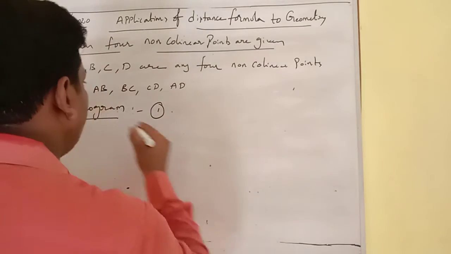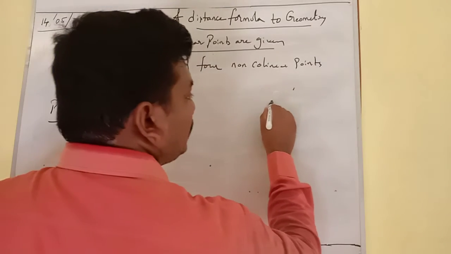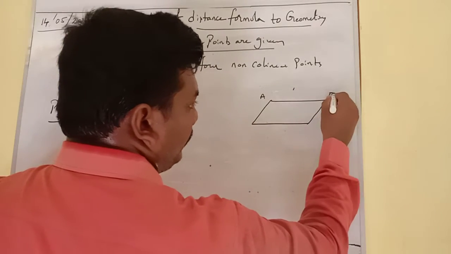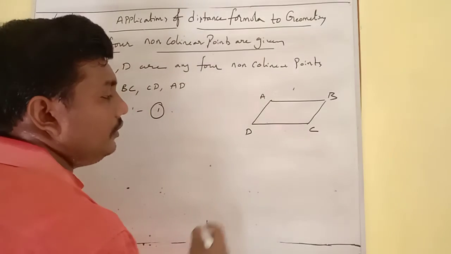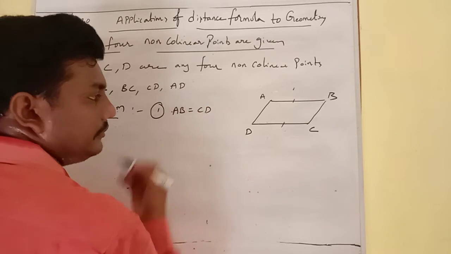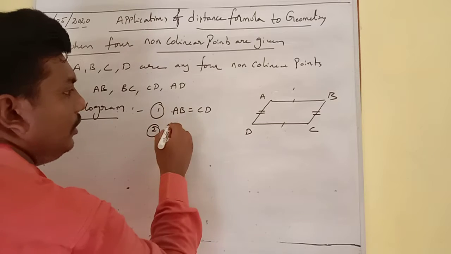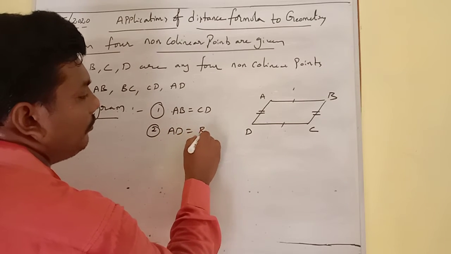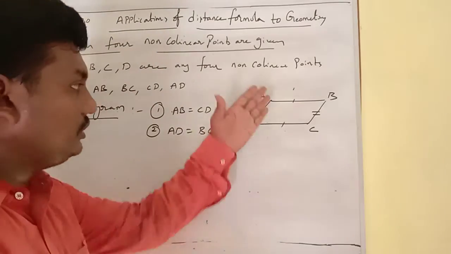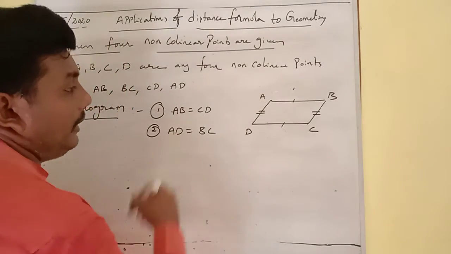Opposite sides are equal. That is, in quadrilateral ABCD, if you see the parallelogram condition, like this is a parallelogram A, B, C, D. Opposite sides are equal, that is AB is equal to CD. Then these two sides are also equal, so the second condition is AD is equal to BC. Whenever opposite sides are equal, this is a parallelogram.